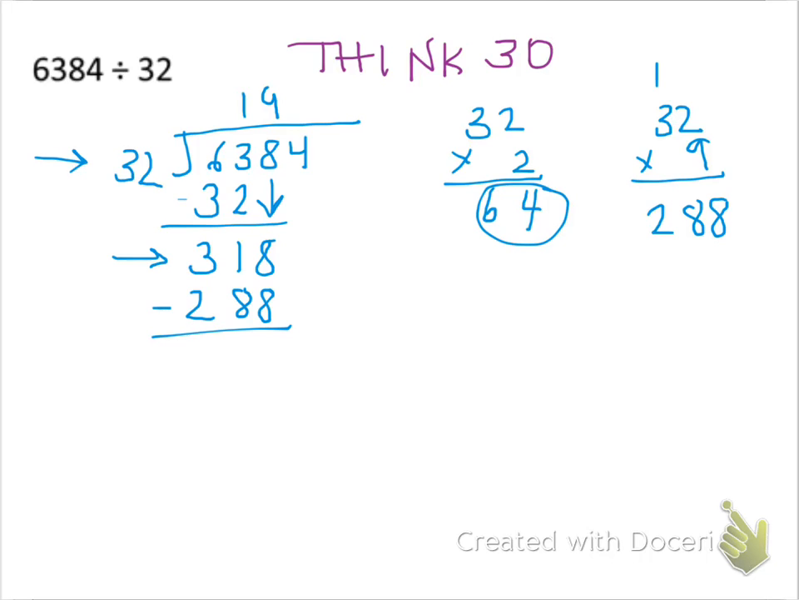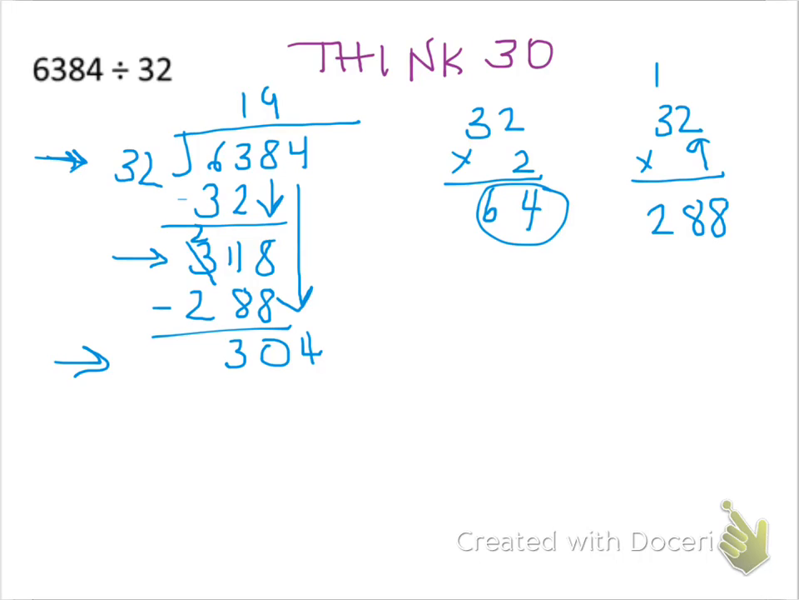I'm going to do the subtraction. 8 minus 8 is 0. 1 minus 8 I can't do, so I need to borrow from the 3, make it a 2. This becomes 11. 11 minus 8 is 3. So now we need to do our check. It's really important. In this situation, 30 is less than 32, so I'm okay to bring down our last number, which is the 4.